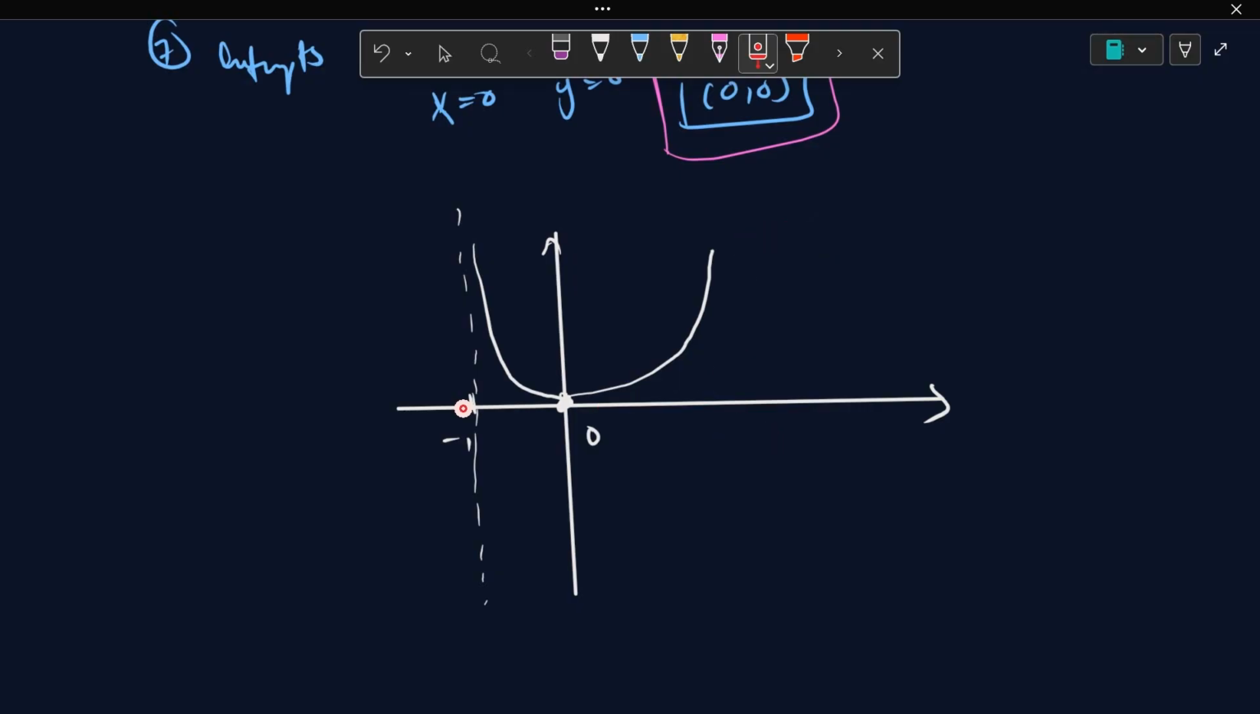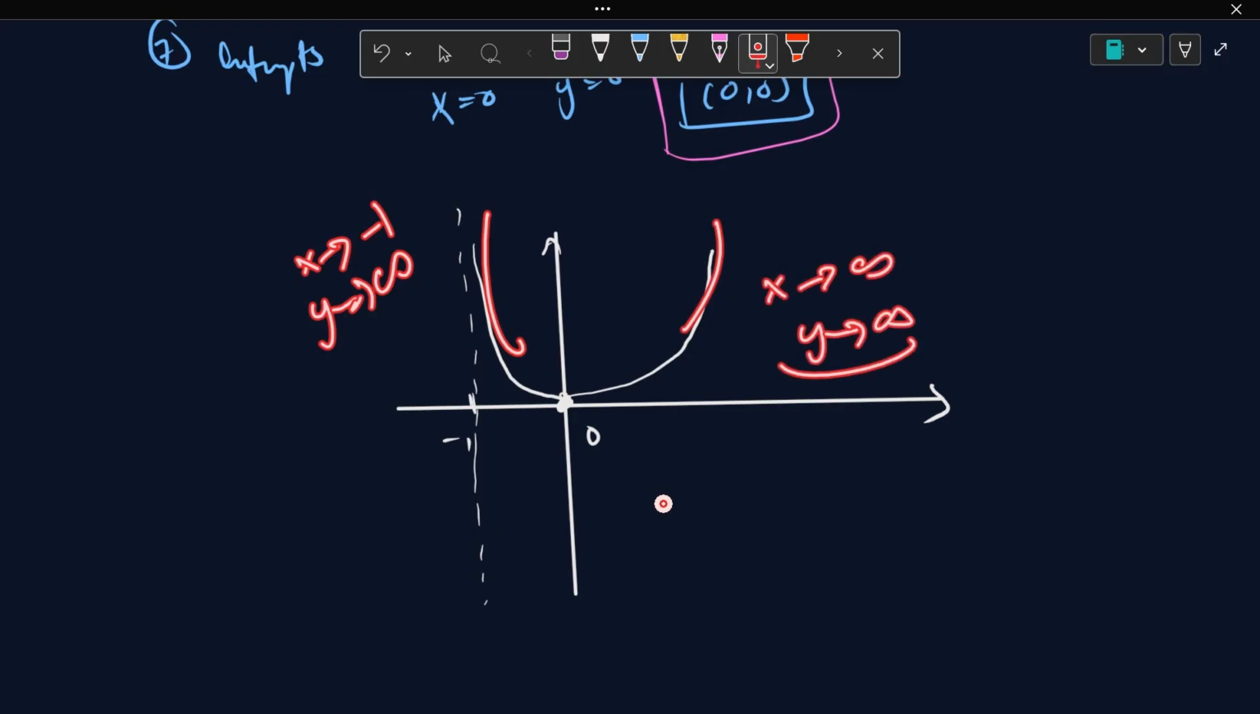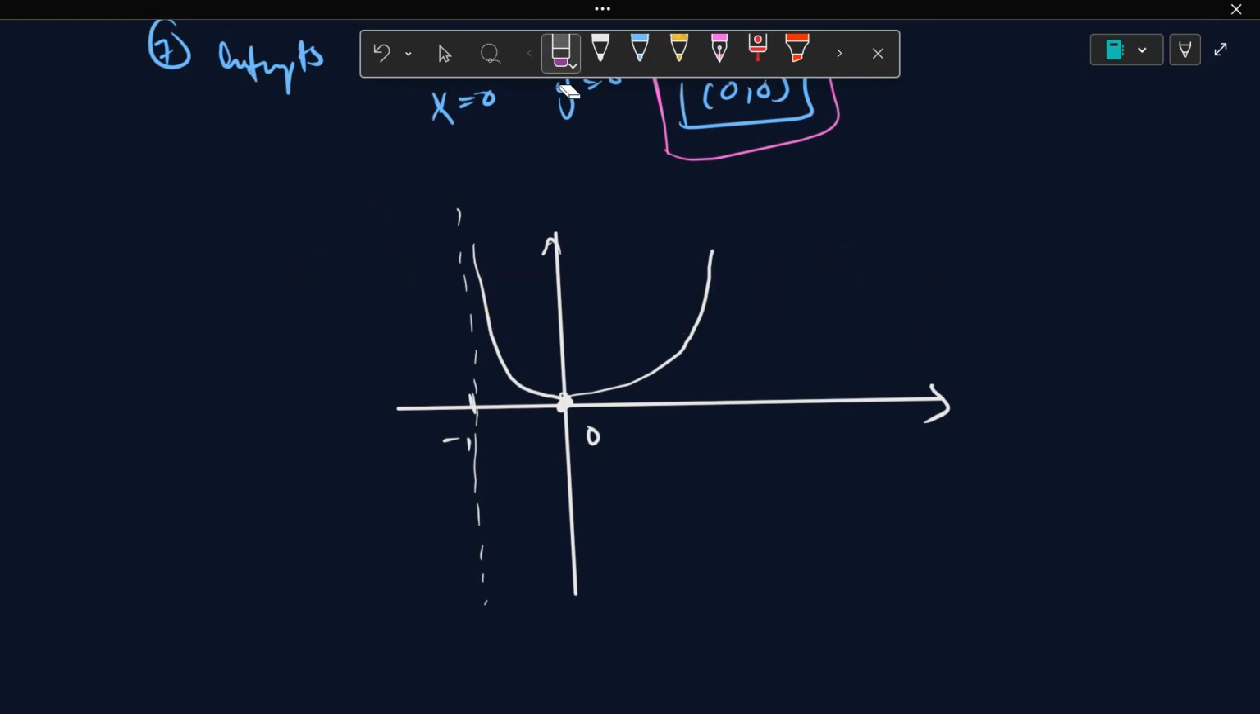And similarly over here, as I'm approaching -1 from the right side, the y values are approaching positive infinity. So here I have as x approaches -1, y approaches infinity, and in here I have as x approaches infinity, y approaches infinity. Okay, so this is the graph that I have drawn.